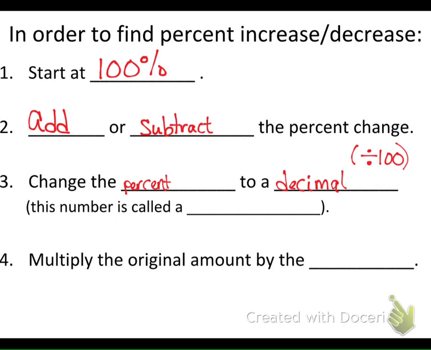Okay? Now, when you change that percent to a decimal, that number that we get is going to be a decimal, but it's going to have a certain term that we're going to call it. Does anybody remember what I called that number after I divided that out? Started with an M. Multiplier. So that number you get after you change that percent to a decimal is going to be called a multiplier.